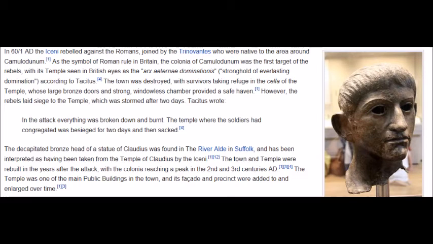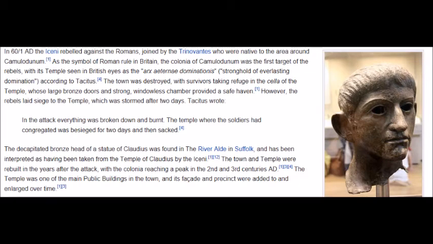In 61 AD, the Iceni rebelled against the Romans, joined by another tribe, the Trinovantes. They captured Camalodunum. The Colonia Camalodunum Victricensis was the first target, with its temple seen in British eyes as a stronghold of everlasting domination, according to Tacitus: arx aeternae dominationis, the eternal domination of Rome. They wanted to destroy the temple of Claudius, because this was Rome.